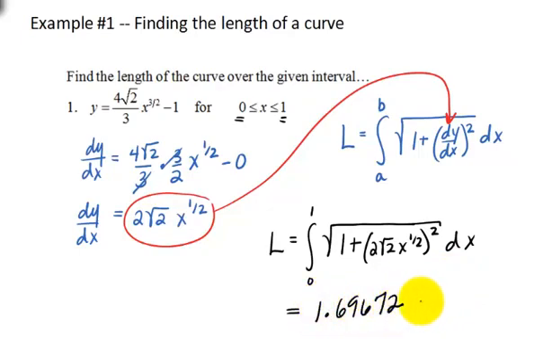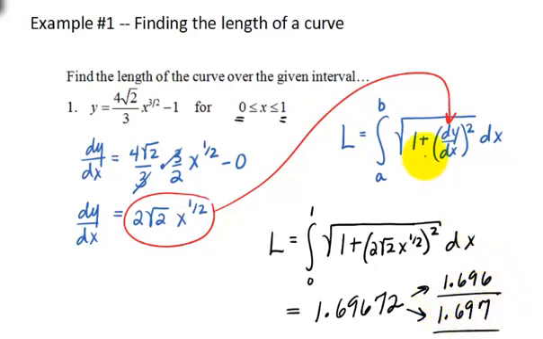1.69672. Remember, if you are taking the AP test, you need to truncate or round to 3 decimal places. So you could leave your answer as 1.696 or 1.697. Either one of these would be acceptable. So that's the length of the curve of this function on the interval from 0 to 1.